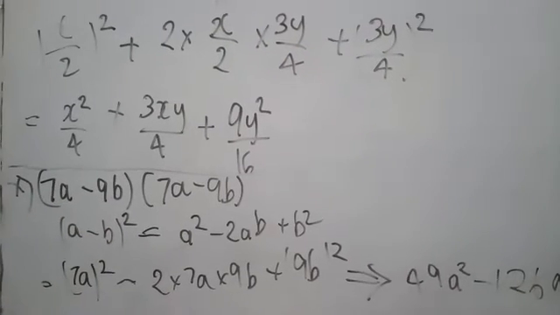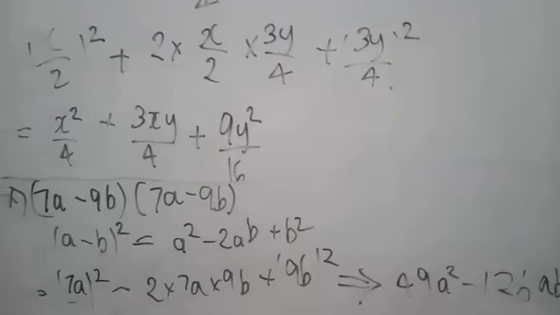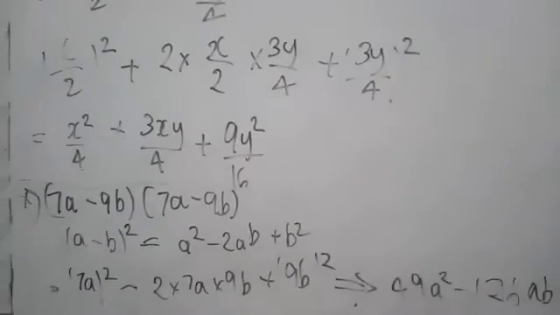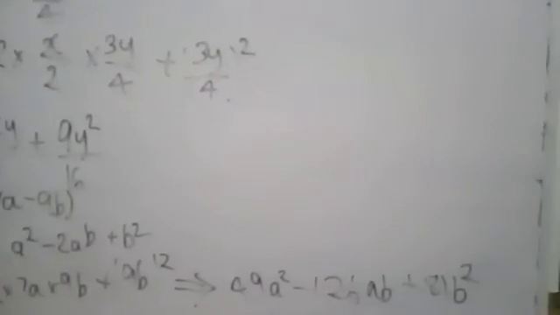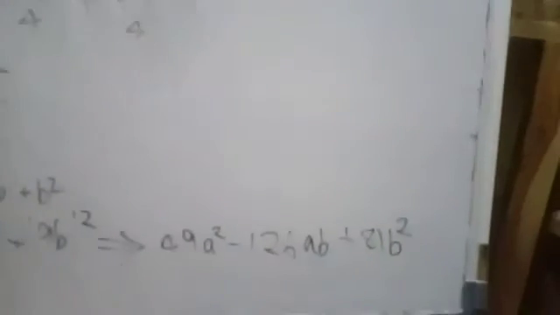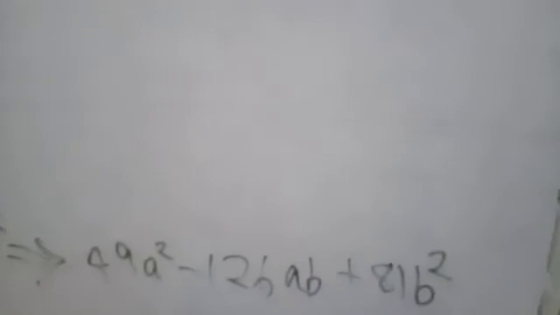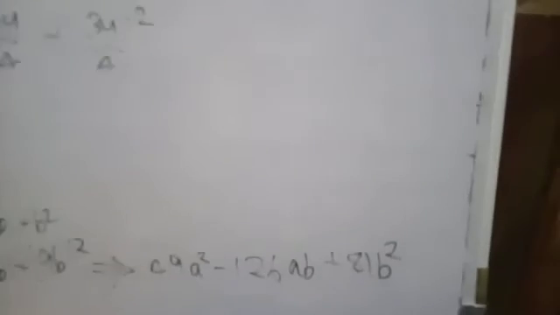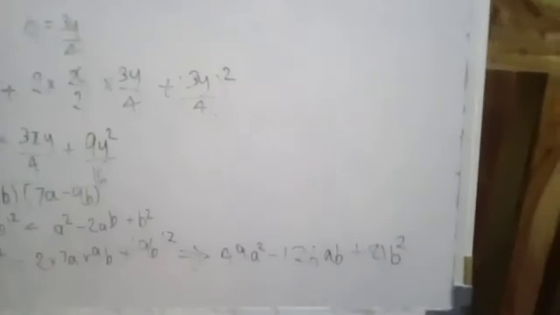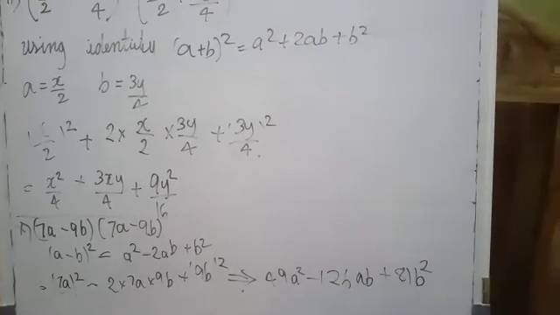So (7a) square minus 2ab, 2 into 7a into 9b, plus (9b) whole square. We get 49a square minus 126ab plus 81b square. Hope you understood how to use the identity and solve the problems. Thank you.